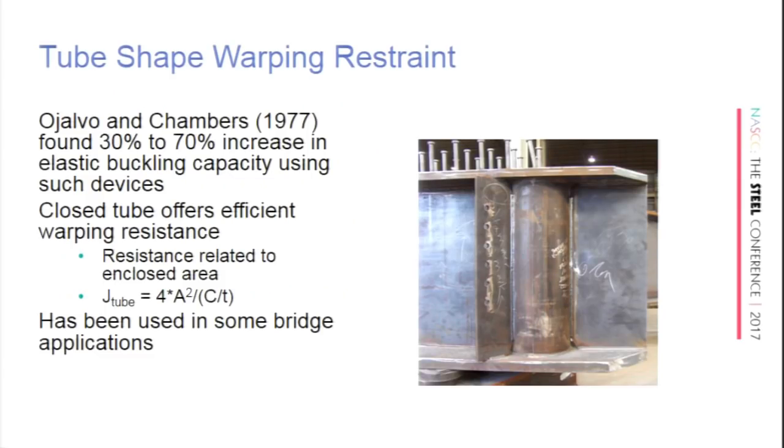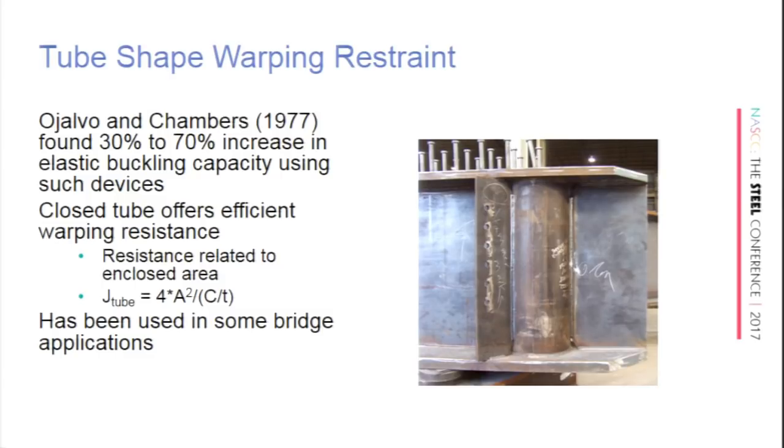This has been done in some bridge applications already. This goes back to research that was actually conducted for the building industry back in the mid-70s, in 1977. And back in 1977, they found that you could get a 30 to 70% increase in elastic buckling capacity using such devices. Now, my guess is it really didn't take off in the building industry, because in the building industry, we're typically not just working in the elastic range. But in the bridge industry during erection, we certainly are keeping our girder stresses down in the elastic range according to AASHTO. So it seems to have taken off a little bit more in the bridge industry than the building industry.